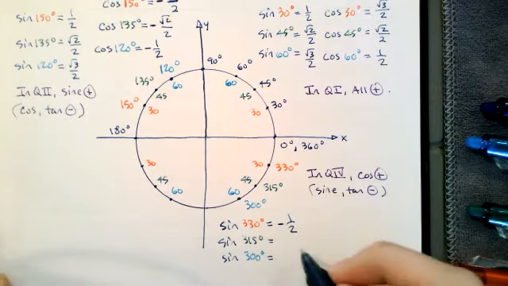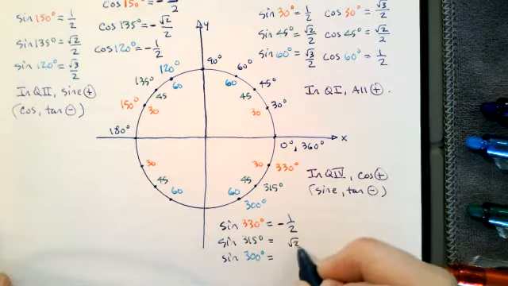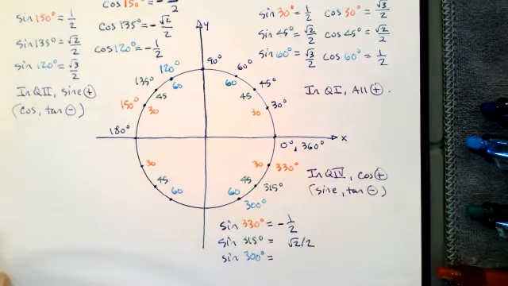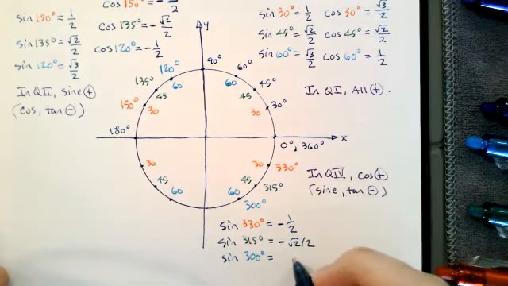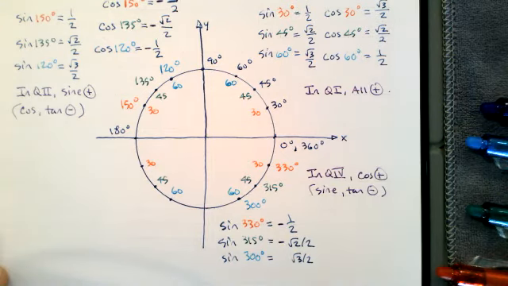Sine of 315 is, I'm gonna have to go sideways because I didn't write myself enough space, root 2 over 2 because of the 45 degree reference angle, negative because of the quadrant. Sine of 300 is going to be square root of 3 over 2 because of the 60 degree reference angle, and negative because it's in the fourth quadrant. Any questions?